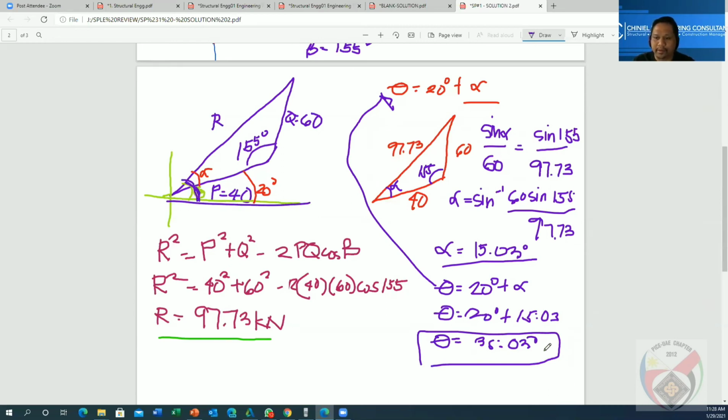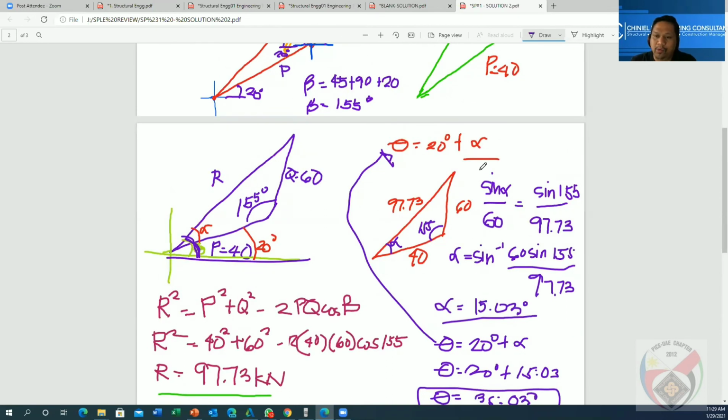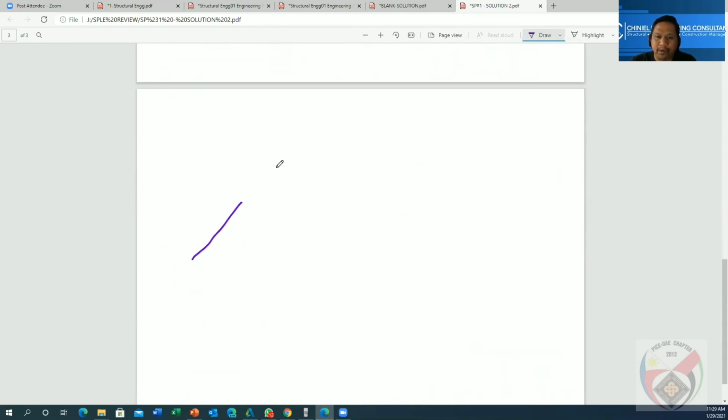So correct, the same as the answer of Engineer Louie. Okay? Do you have any questions so far? We will solve it also by the law of cosine. It depends on you which one you are comfortable with. Okay? If we were going to solve it by the law of cosine, let's isolate the triangle again.